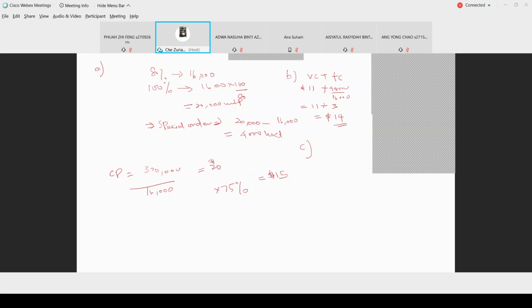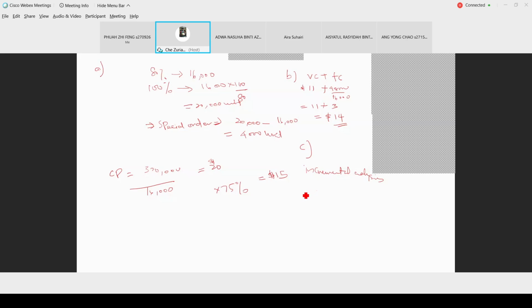Okay, so C. Incremental analysis. Okay, for incremental analysis of the special order. So incremental analysis means that you just can do the incremental format. Okay, means that you just take the difference. Okay, you just take the difference. Okay, so kalau saya menggunakan incremental analysis, means that you take the difference.